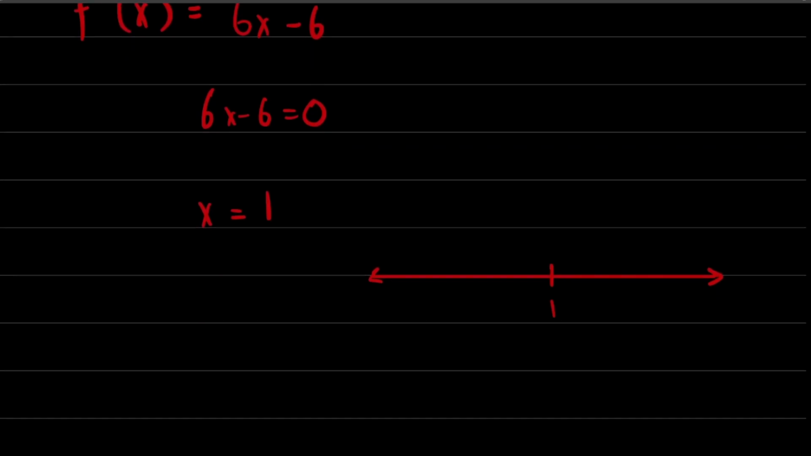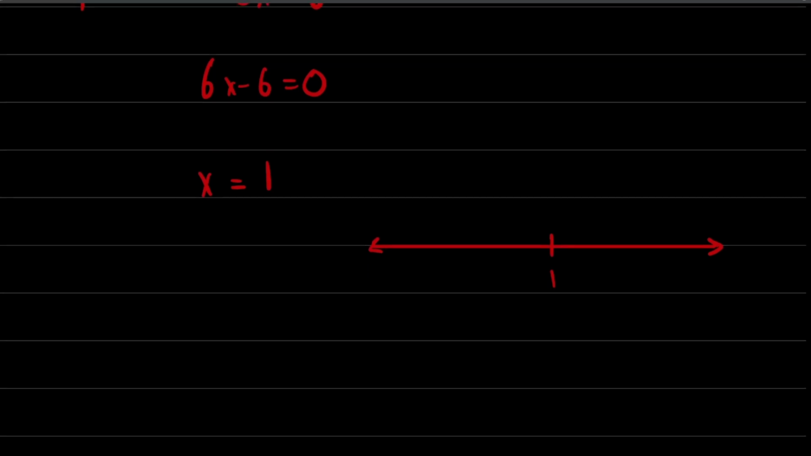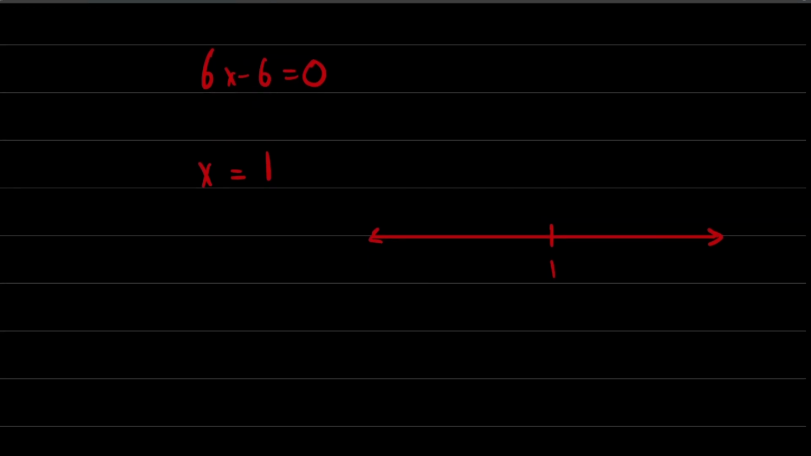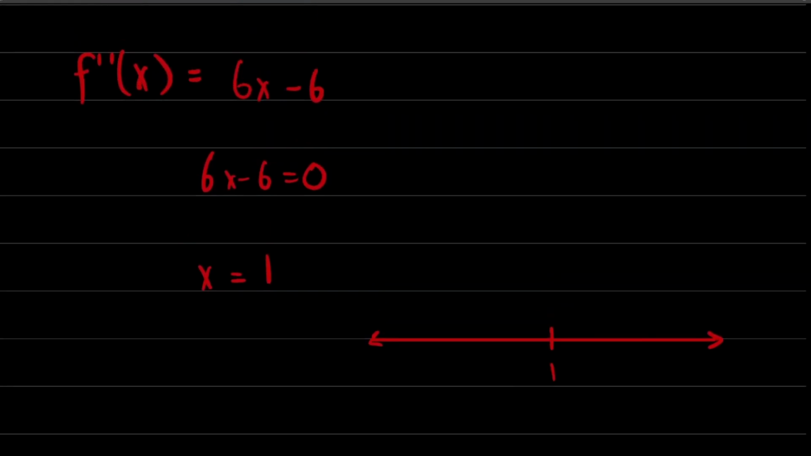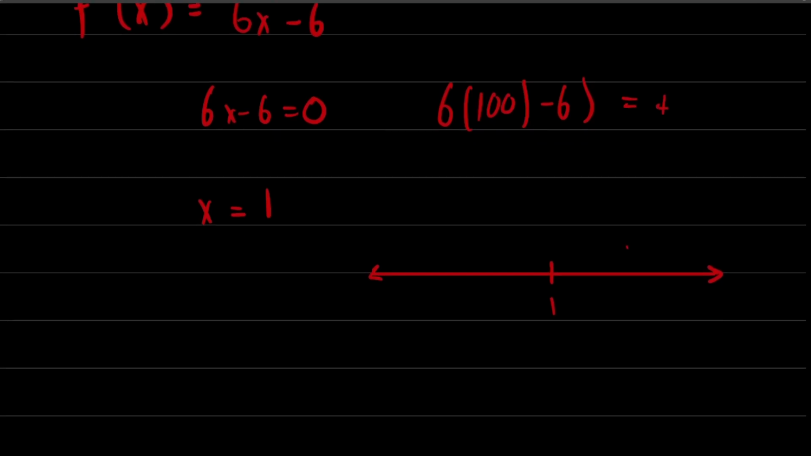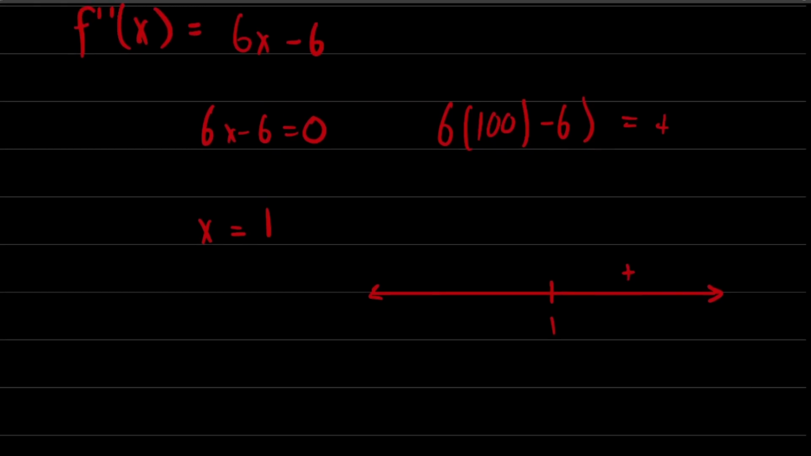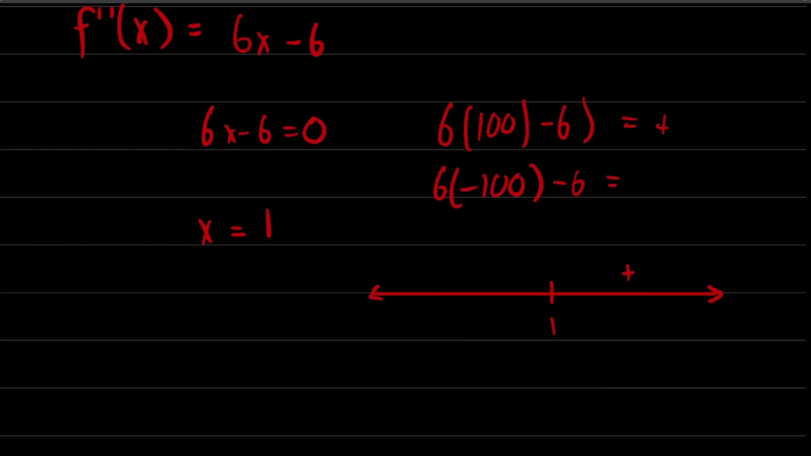So we are given 1 as our possible point of inflection, and we need to plug in a value that is less than 1 into this equation here. If I plug in, let's say, 100 to this equation, we get 6 times 100 minus 6, which is going to be equal to a positive number. So this section here is going to be positive, and then 6 times negative 100 minus 6 will end up being negative.